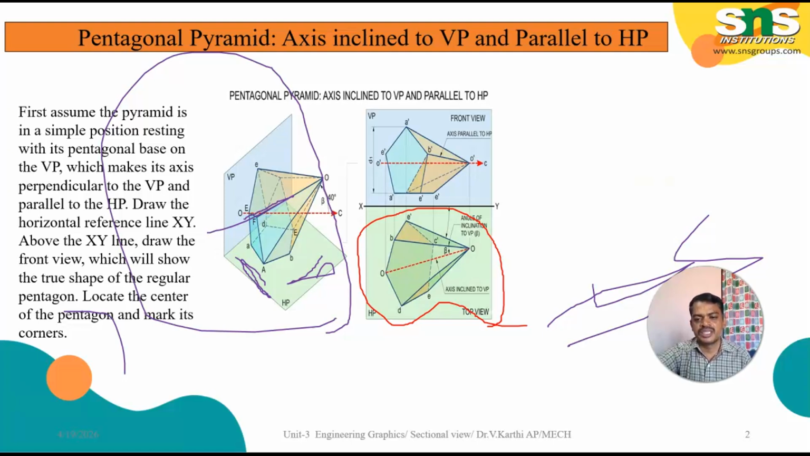Step by step construction. First we draw the top view. Draw horizontal reference line XY first. Second, below XY, construct the regular pentagon. Keep one side parallel to XY. Mark the corners as A, B, C, D, E. Mark center as O.